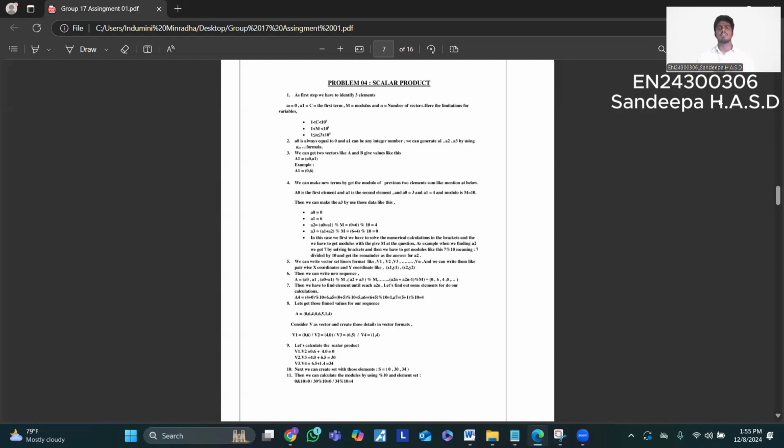The second step is to generate the sequence. Apply the formula A(x+1) equals open bracket Ax plus A(x-1) close bracket multiplied by M. The third step is to pair coordinates. Use the sequence to form vector pairs as V1, V2 to Vn. Also, we can represent them as X1, Y1, X2, Y2 and Xn, Yn. As you can see, this is the example of a scalar product.